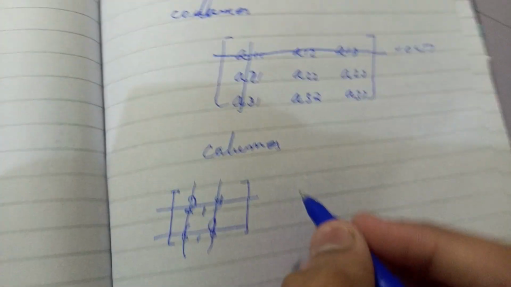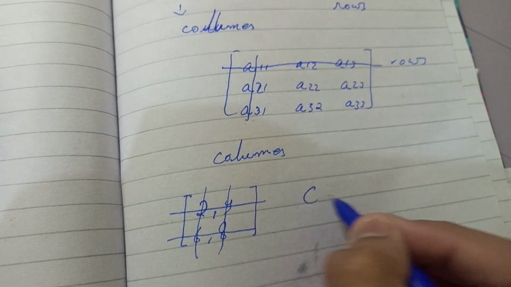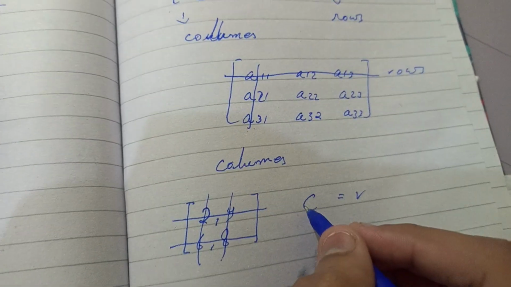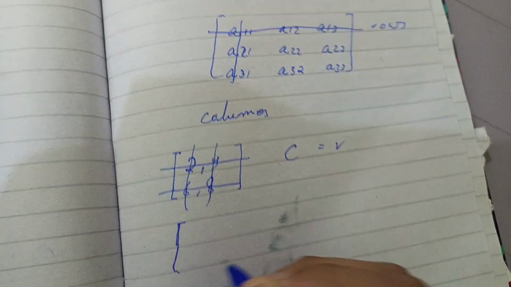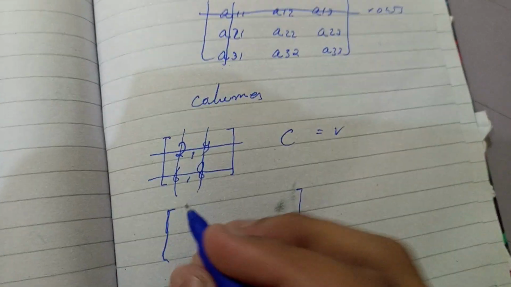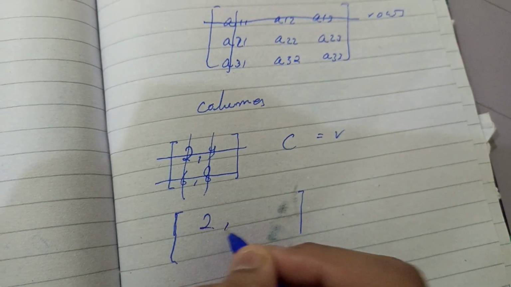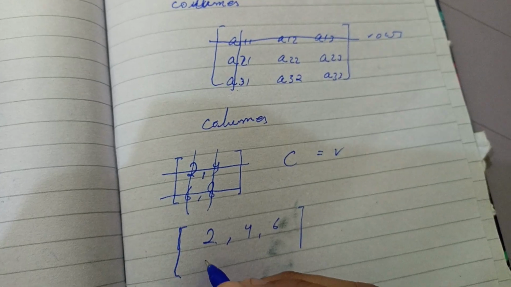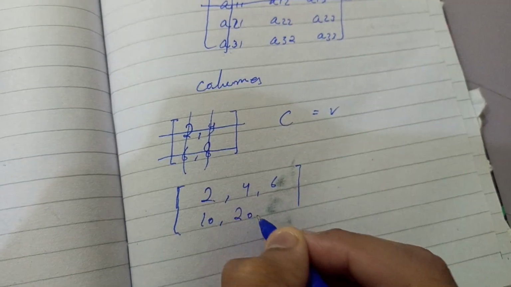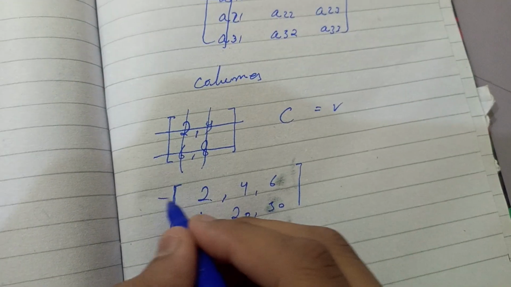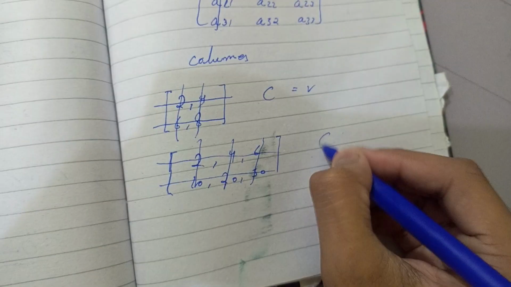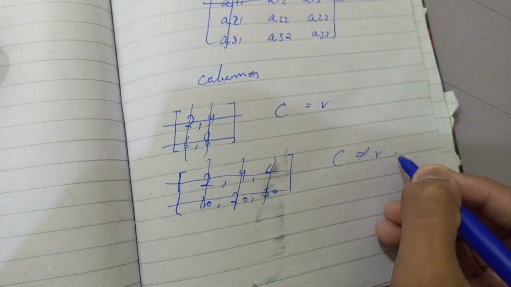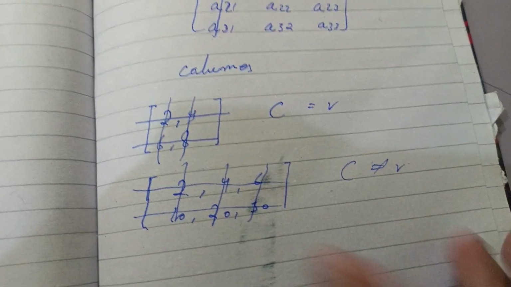You can say columns equal rows. If you take an example of a rectangle, what we're going to do is put more elements in the rows: 2 comma 4 comma 6, 10 comma 20 comma 30. So you can see here there are two rows but three columns, so you can say that columns are not equal to rows. This is an example.